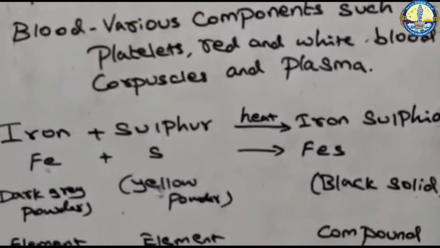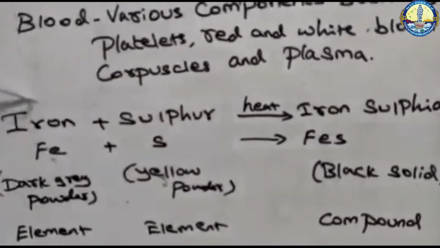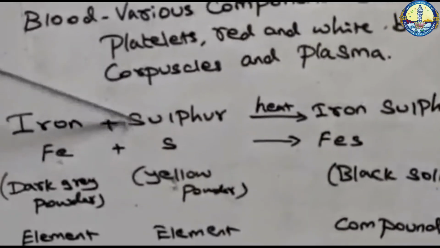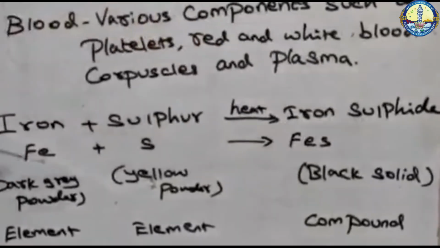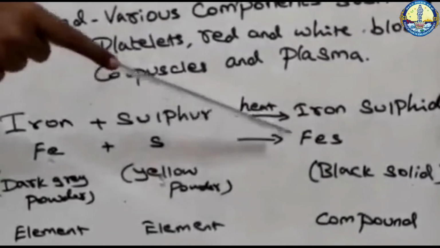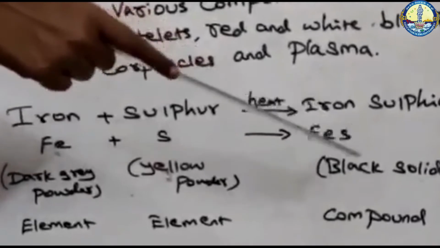Now we can see the chemical reaction of iron and sulfur forming iron sulfide. Iron and sulfur are elements which combine when heated. Iron sulfide is formed, that is Fe plus S. When heated, it gives ferrous sulfide. That is, it can be called iron sulfide.